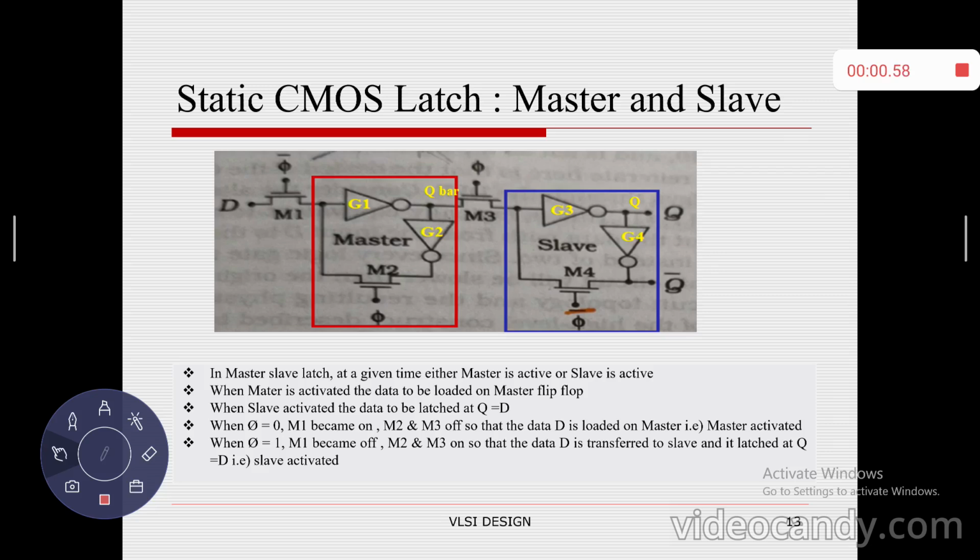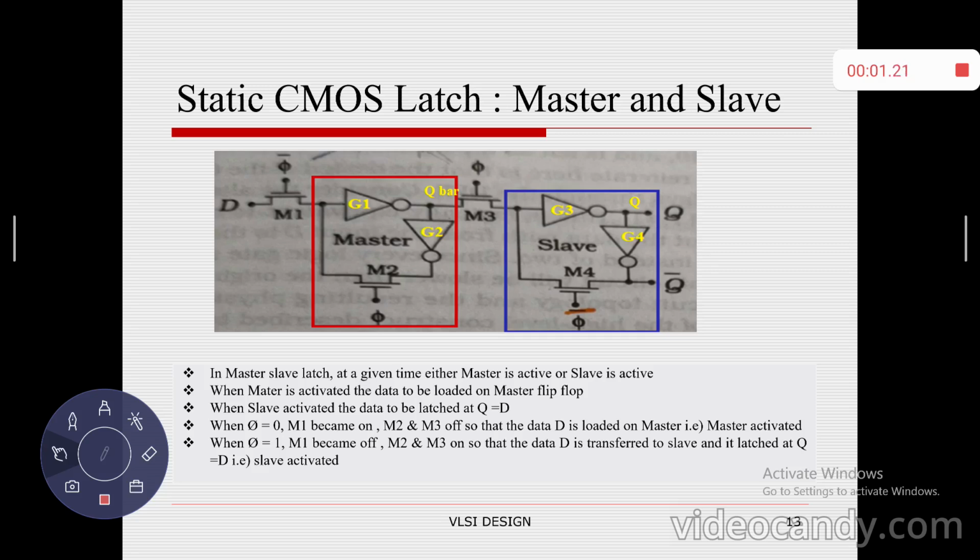Sorry, holding operation. If the slave does a loading operation, then the master will do a holding operation. This is in short summary. So let me take the circuit diagram. Actually, the combination of G1, G2 acts as a master. The loading operation is performed through transistor M1, and the holding operation through M2.